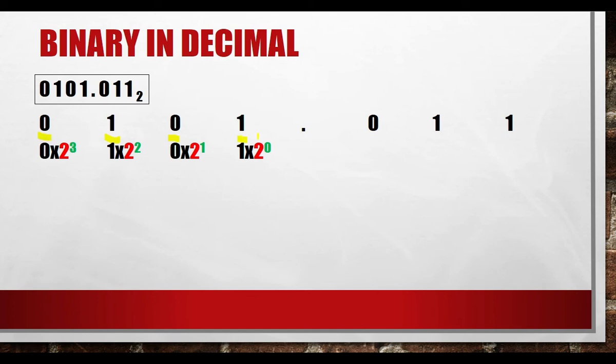Now we will do the same thing for the fractional part. Let's start with 0, the second bit, and the last bit. Now the next step is to solve for each bit. Let's start with our first bit in the whole number part.